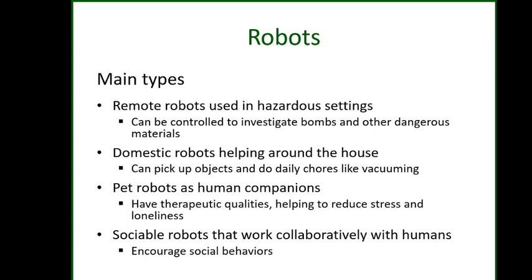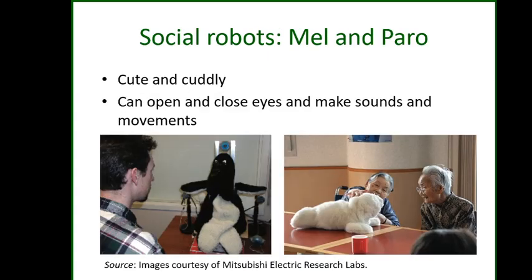So, robots, we are familiar with robots for the longest time. So, ngayon, we have vector robots, which is a type of social pet robot. Ayan, so we have domestic robots for helping around the house that can pick objects and do daily chores. So, meron na like vacuuming. Ayan, that is an example of domestic robots. We have pet robots as human companions. Example is si Vector. We have sociable robots that works collaboratively with humans. Ayan. So, social robots, we have cute and cuddly one like Mel and Paro, can open and close eyes and make sounds and movements.